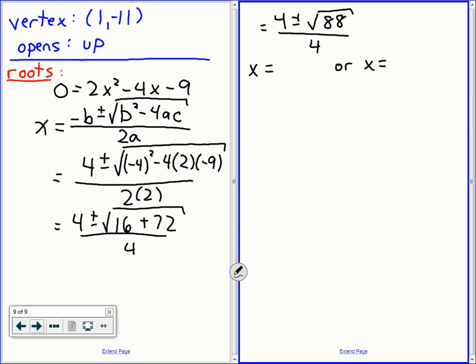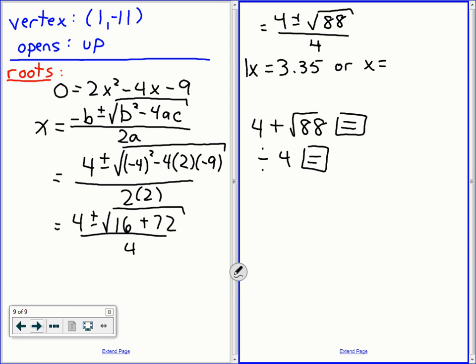So I would do it something like this: 4 plus the root of 88 equals, and divided by 4 equals. That's how I would do it. That's 3 point what you said? 2 decimals, yes. So 3.335. I guess it rounds up. Someone confirm that for me, please?